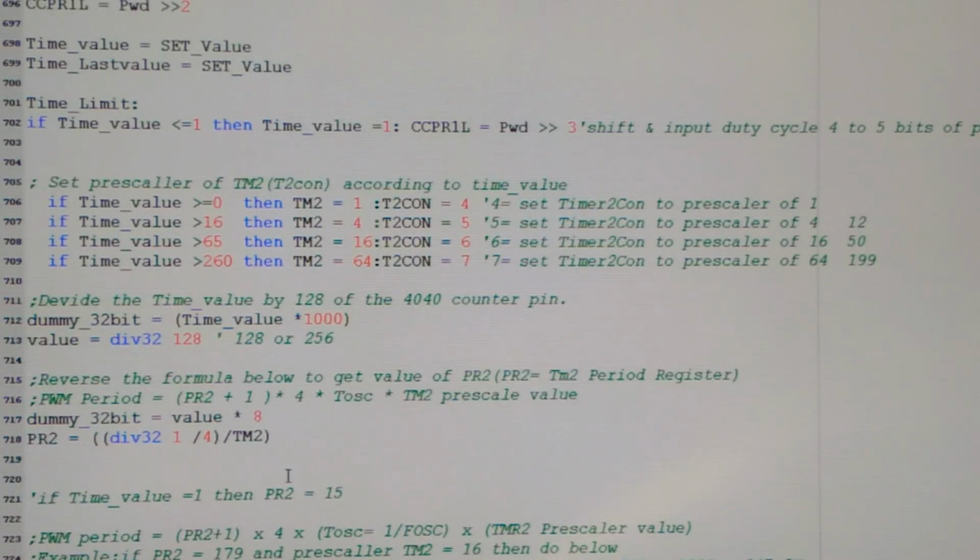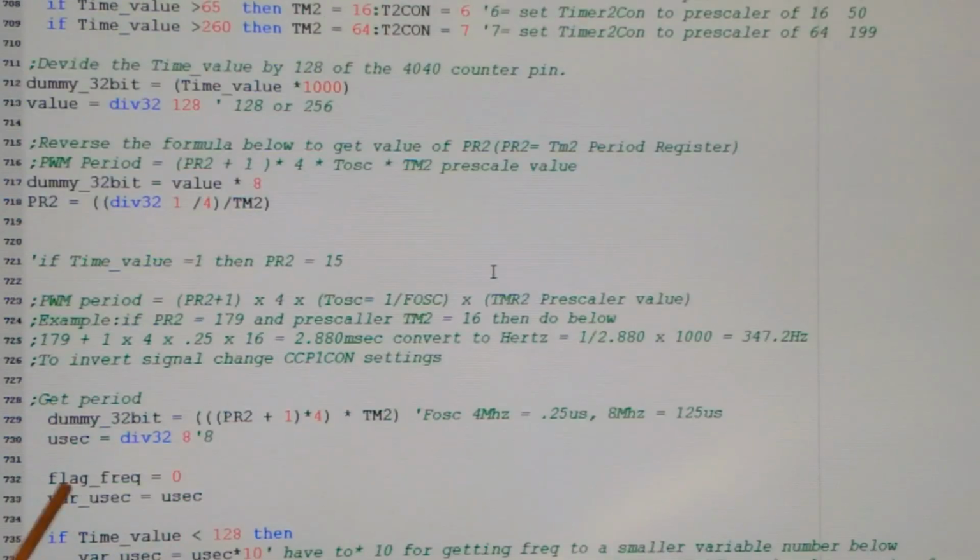And then to work out your PR2 from whatever time value you have set, you have to do: pulse width modulation period equals PR2 plus 1, times 4, times TOSC, oscillator period, times timer 2 prescaler value. This is in the Microchip PDF file, by the way. That will change your frequency period, which is the frequency. So by reversing the formula, which I did here, I can work out what PR2 needs to be for whatever time value I needed.